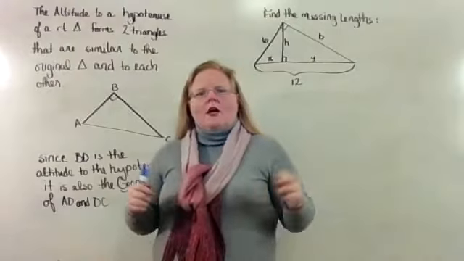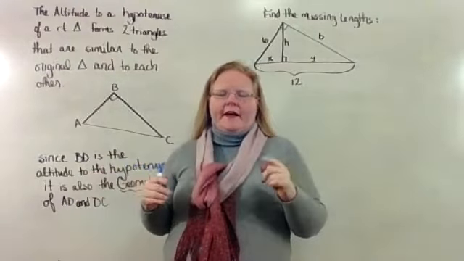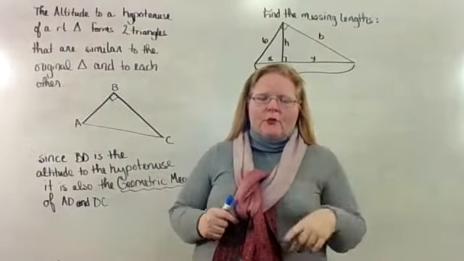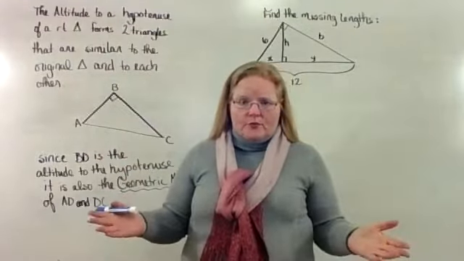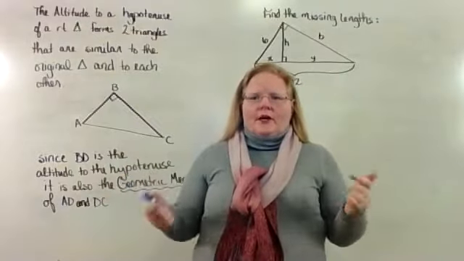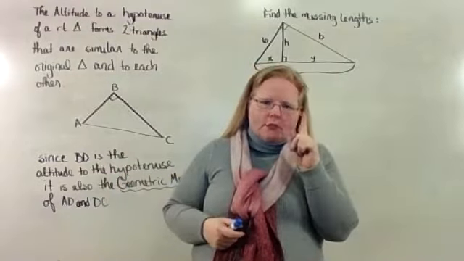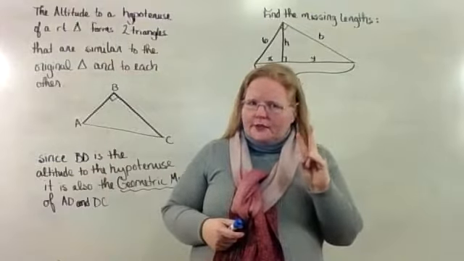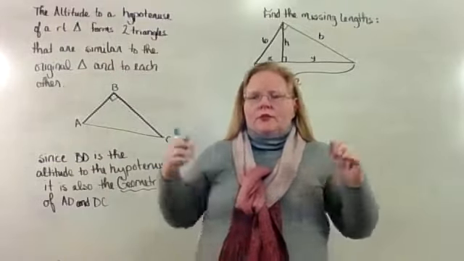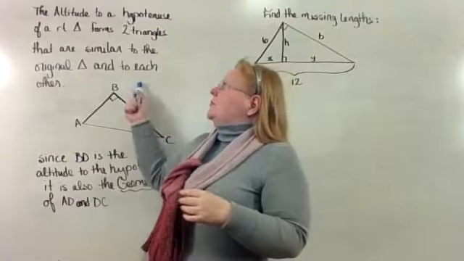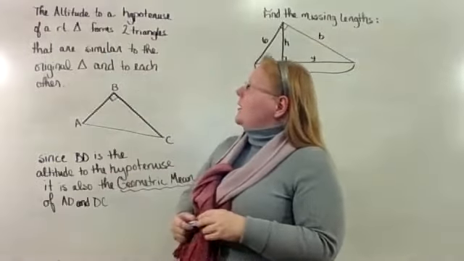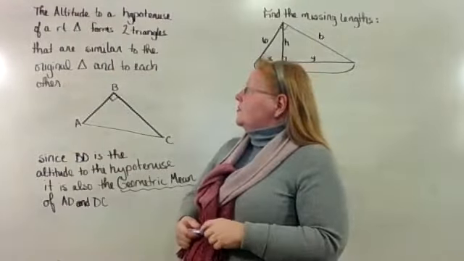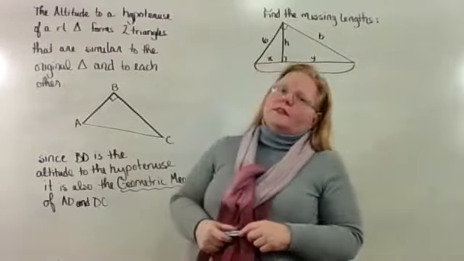moving on. Section 8.1 had very little information in it that is really important to you, but lots of problems that you can work with. The reason why is there's one really important theorem and another offshoot of that really important theorem. So the really important theorem is this one. The altitude to a hypotenuse of a right triangle forms two triangles that are similar to the original triangle and to each other.